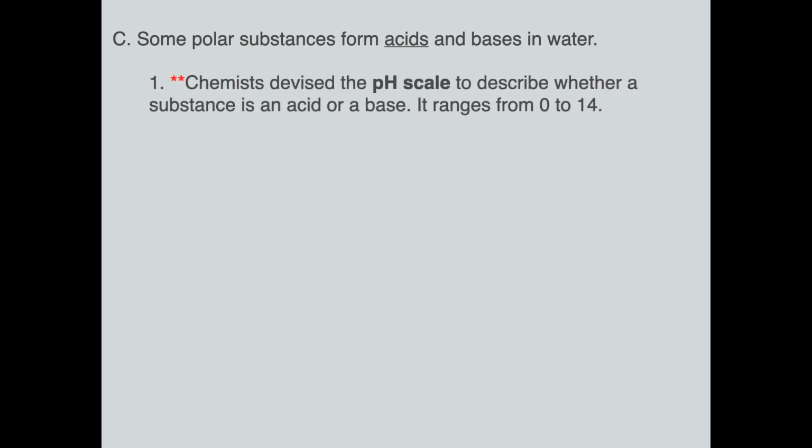First thing you need to know here is that the pH scale was devised by chemists over the course of several decades of study and research, and it ranges from 0 to 14. More often than not, people forget that 0 is actually the lowest number on the pH scale. A lot of people just assume it's 1, and it isn't, it's 0.